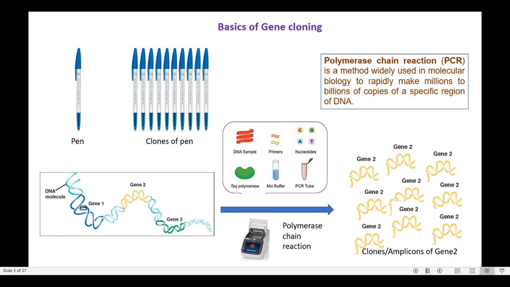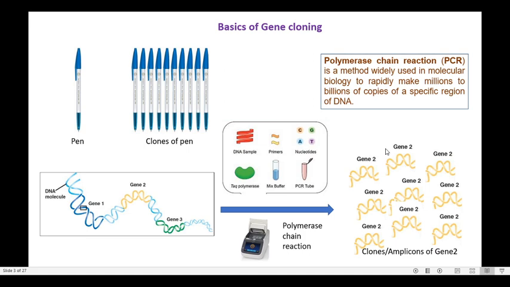Polymerase chain reaction is a method widely used in molecular biology labs to rapidly make millions to billions of copies of a specific region of DNA using a DNA sample and other components like primers, nucleotides, and enzymes like polymerase, used in a test tube using a machine called a thermal cycler. So now we have a copy of this gene, but originally for gene cloning we need to make copies so that it can replicate and synthesize the particular protein.